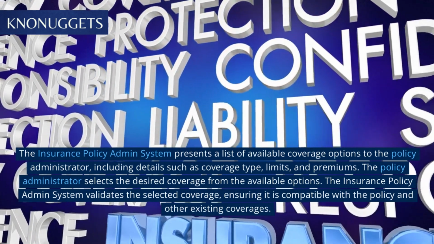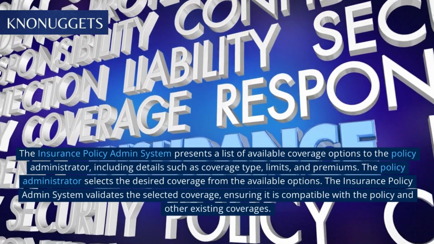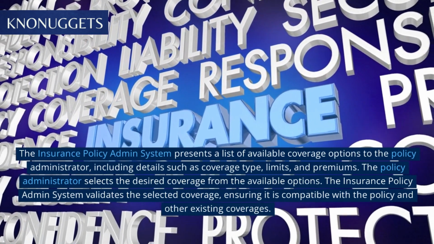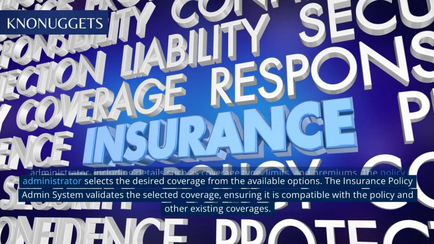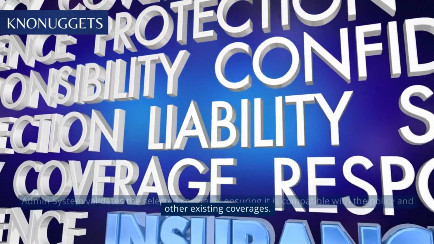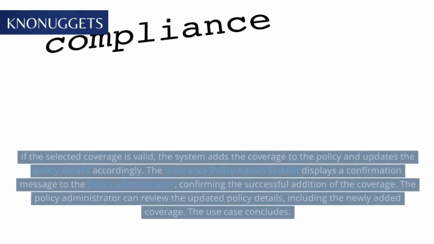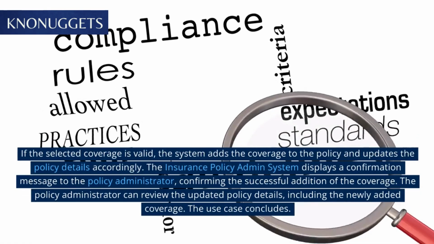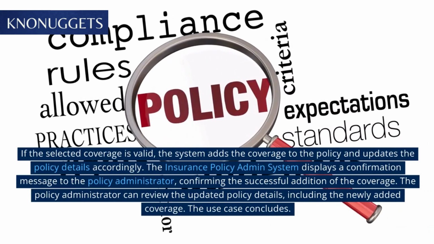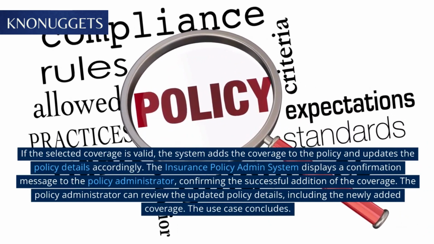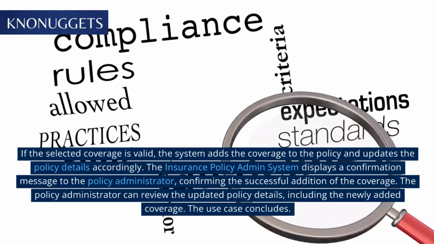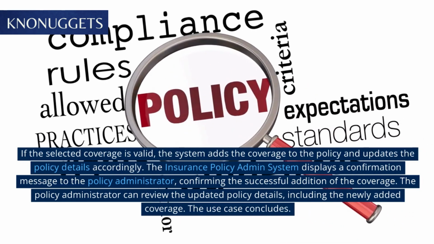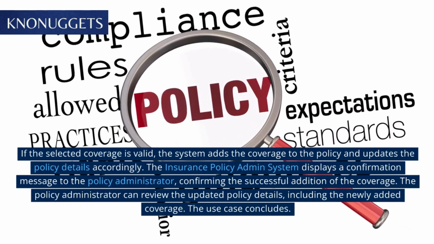The policy administrator selects the desired coverage from the available options. The insurance policy admin system validates the selected coverage, ensuring it is compatible with the policy and other existing coverages. If the selected coverage is valid, the system adds the coverage to the policy and updates the policy details accordingly. The system displays a confirmation message to the policy administrator, confirming the successful addition of the coverage.